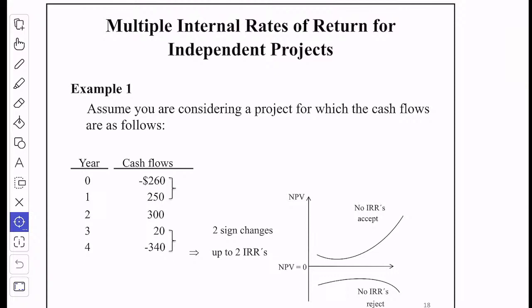All right, so it might be the case that you have multiple rates of return, and that happens when there are more than one sign change. So here we have the initial cash flow is a negative, so it looks like an investment project. We have a positive future cash flow in the first year, and the second positive, and the third positive, but in the fourth there's going to be a loss, a net loss.